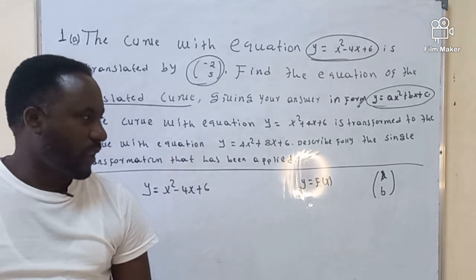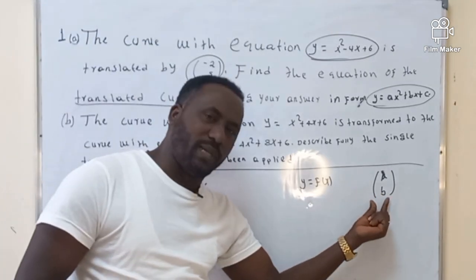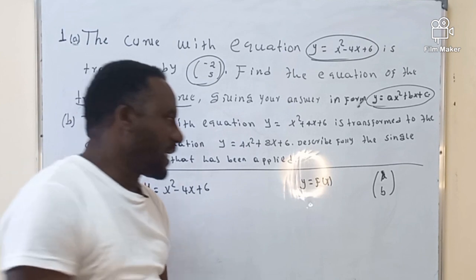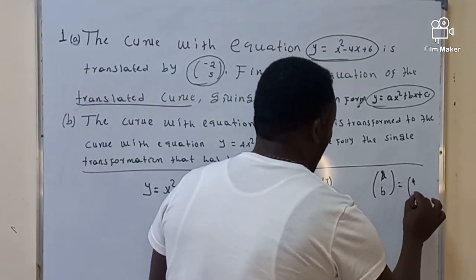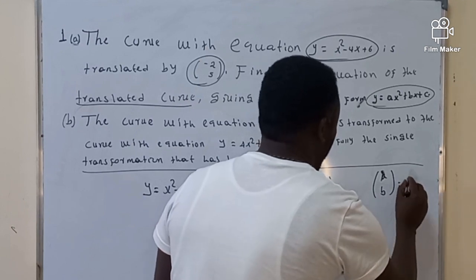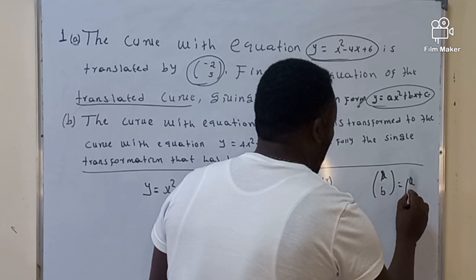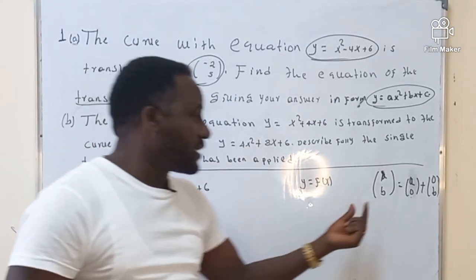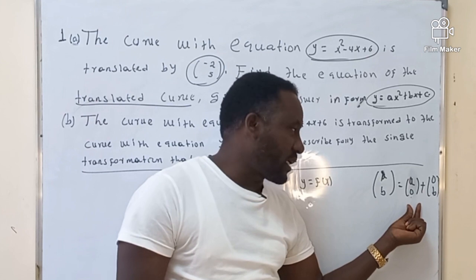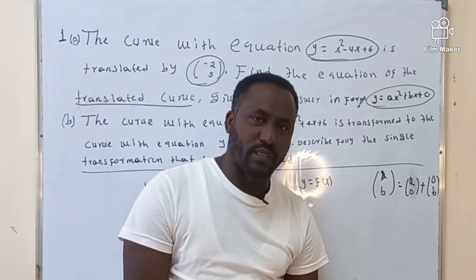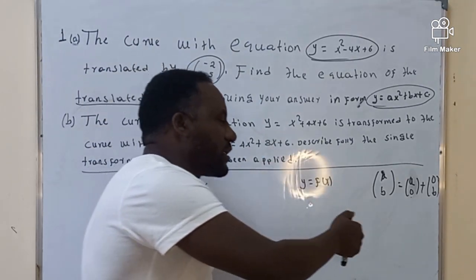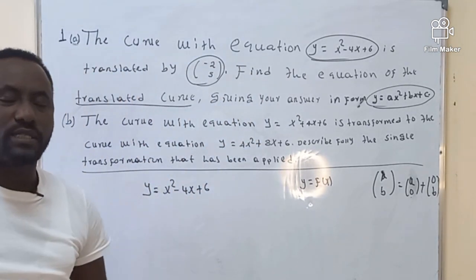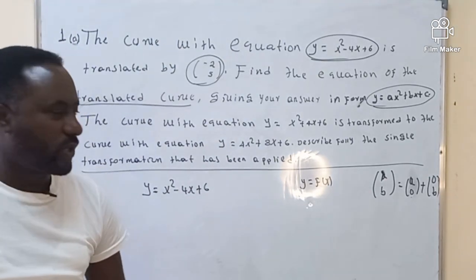In the case of this problem, this vector is simply a combination, or the sum, of two vectors. It is written as (a, 0) plus (0, b). That means the translation vector AB has a horizontal translation and a vertical translation. First we translate horizontally, then we move that image vertically by b units.